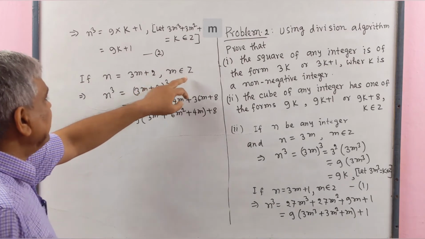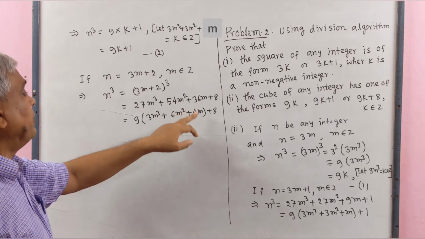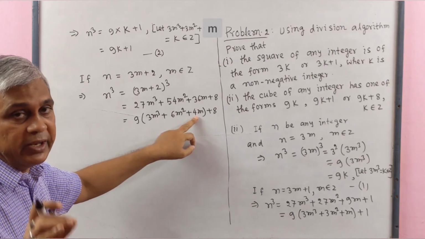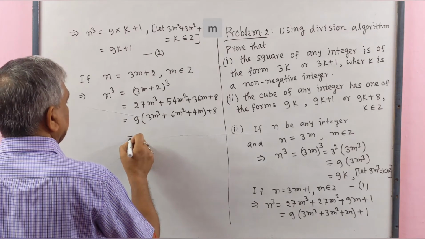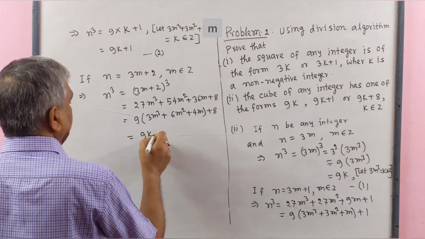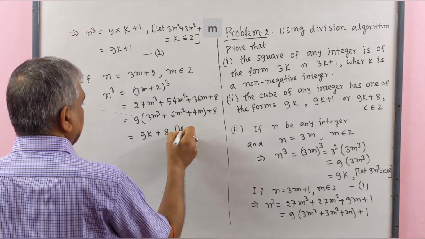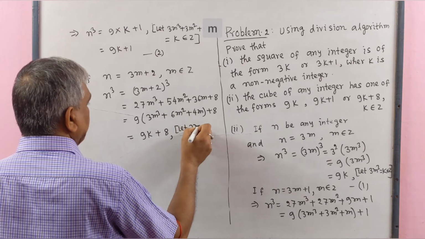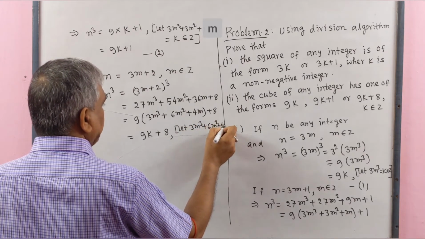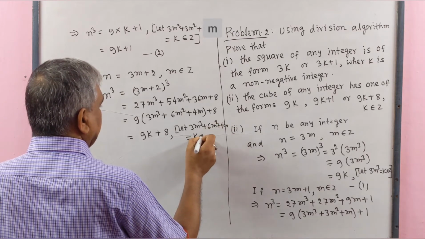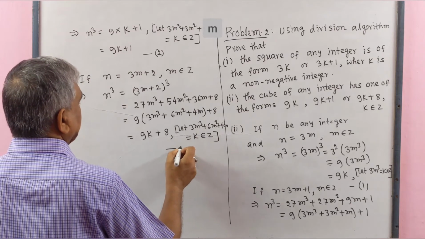Since m is an integer, therefore 3m cube plus 6m square plus 4m is also an integer. Let this equal k, so it equals 9k plus 8. Let 3m cube plus 6m square plus 4m equal k, which belongs to Z. This is number 3.